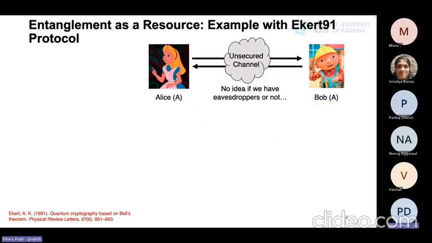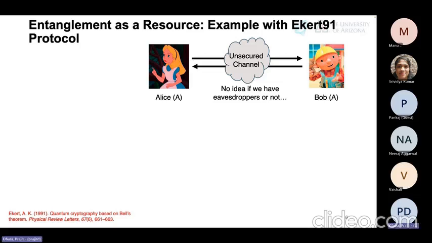We know that an entangled state is something that cannot be written as a tensor product. So let's consider the following case. We have two parties, Alice and Bob. Bob is B over here, sorry about that. And they are trying to talk to each other over an unsecured channel, meaning they do not know if there are any eavesdroppers or not. They want to share secrets on this channel, but at the same time, they really don't want to divulge anything more than they need to get to that secret.